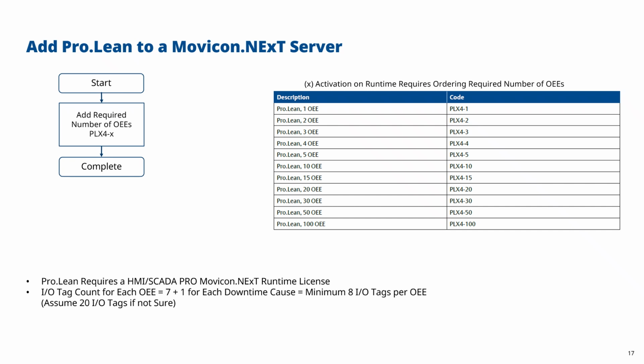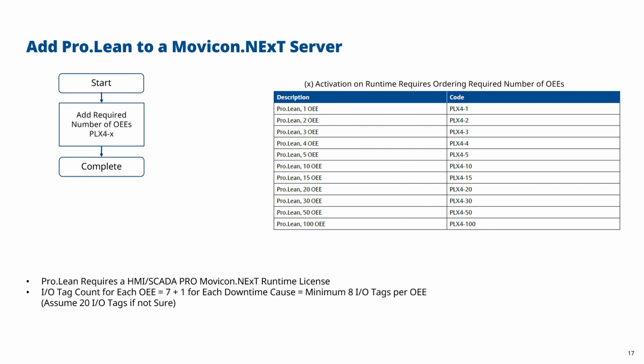Now for lean manufacturing, using overall equipment effectiveness, we count the number of OEEs. So typically one OEE is one machine or maybe one cell. And then for multiple devices, they normally need one OEE each. And then if you're combining OEEs, then that might be additional OEEs. So each time you need an OEE, you buy a PLX4 license, and then they go up in quantities starting at 1, and then we do 2, 3, 4, 5, 10, 15, 20, 30, 50, up to 100.